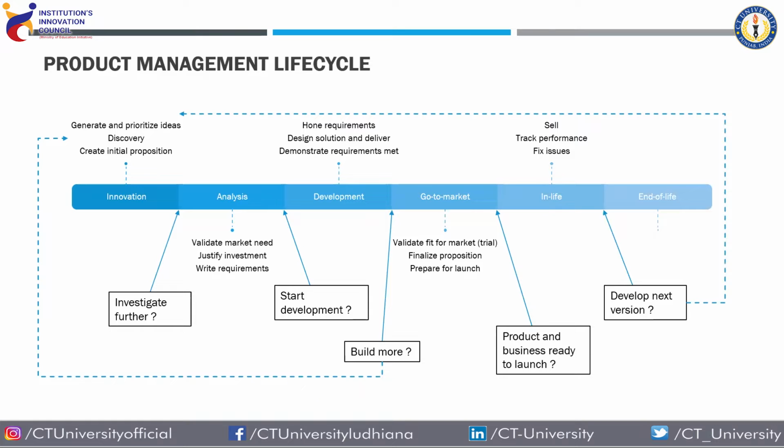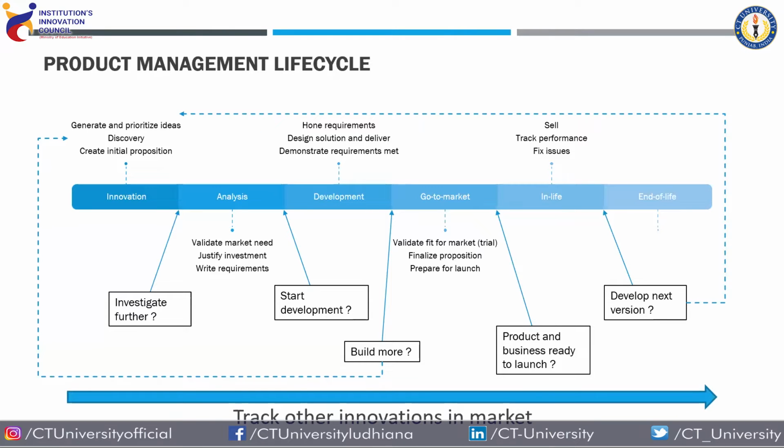And there is some feedback loop also when we are building things. We have to generate and prioritize ideas, and we have to go to and fro from building more to innovation, and that's all. So it is not an easy thing. When we develop a product and we have to sell it in the market, it is a difficult process. And to validate this difficult process, we have to track our innovations in the market also by the time.